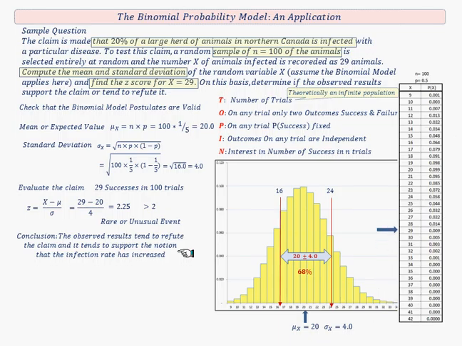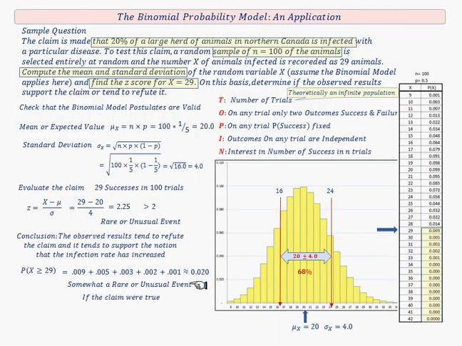Now looking at the generated probabilities here, to get X greater than or equal to 29, it's the sum of these numbers here. You see them coming on the screen here. About 2%. Somewhat rare, 2 in 100. If the claim were true, this calls into question the validity of the claim.